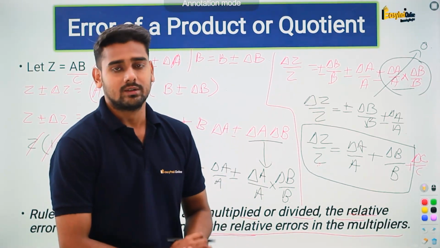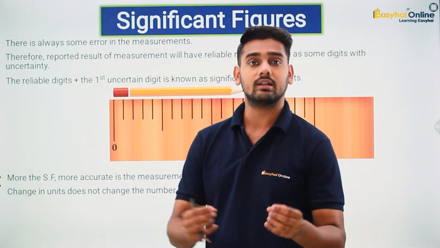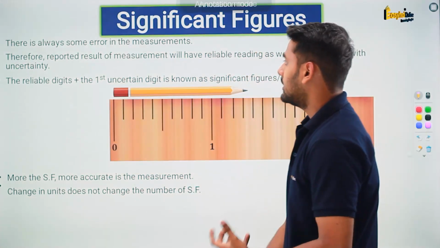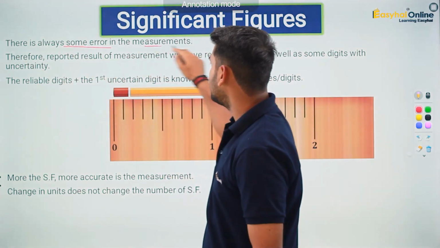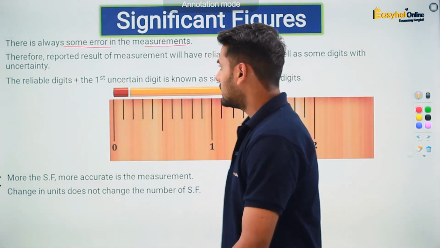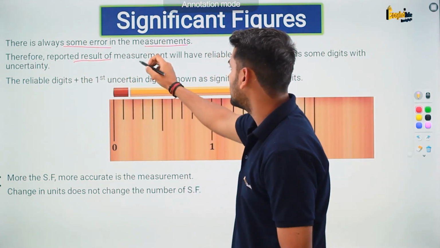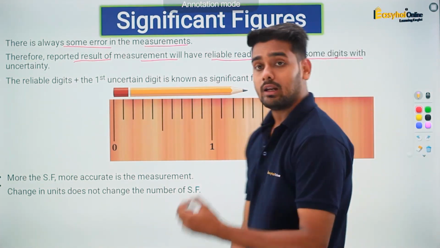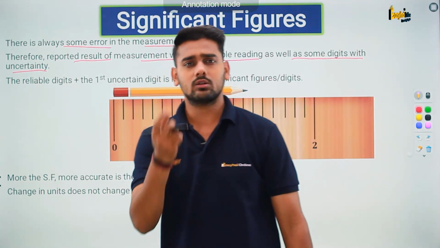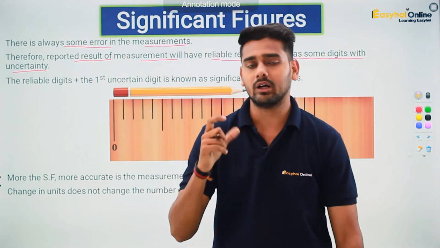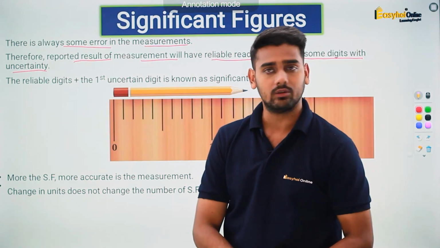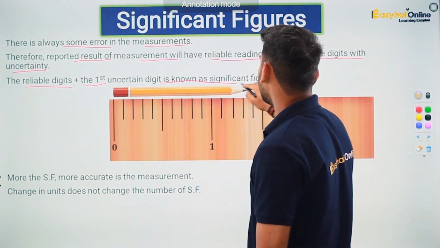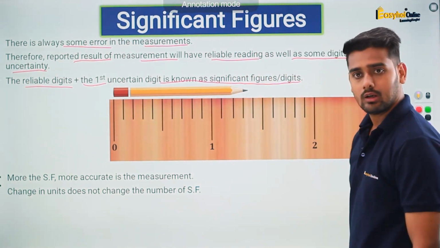I hope you understood. So now we are going to learn about significant figures. See, up to this point, we know that there is always some error in measurements. Whenever you measure anything, there are some errors. Therefore, the reported result of a measurement will have reliable readings as well as some digits with a level of uncertainty. That means those digits might not matter that much, and they have a very uncertain value. The reliable digits plus the first uncertain digit are known as the significant figures or digits.